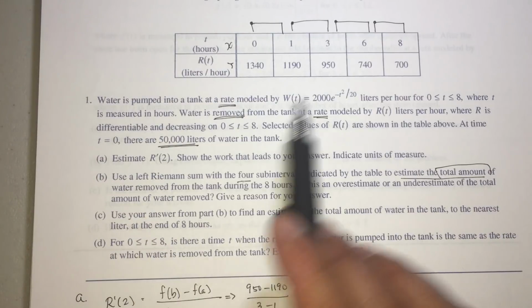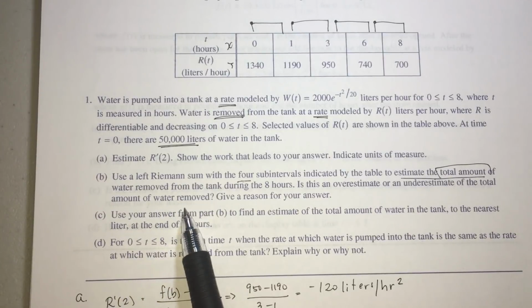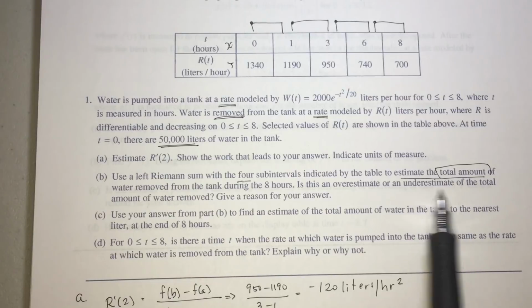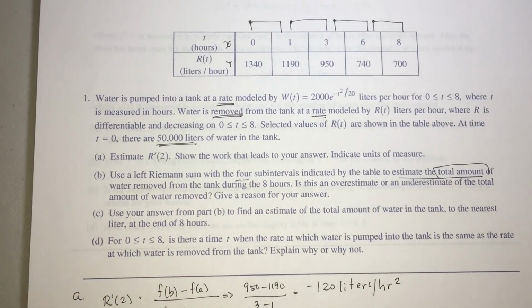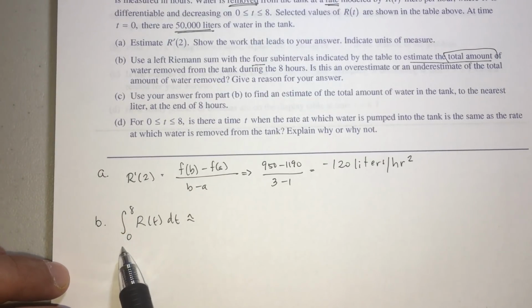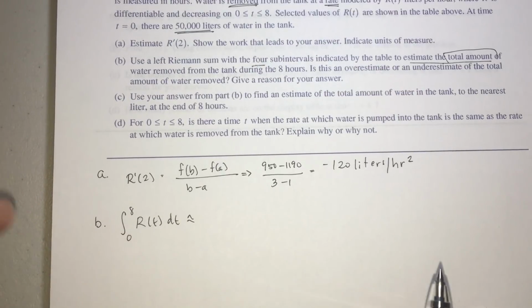So what are we talking about? We're talking about the table still. The water removed from the tank during the 8 hours. Is this an overestimate or an underestimate of the total amount of water removed? So what do they want? They want the integral from 0 to 8 of R of T, because that's coming out. But we have to use a Riemann sum.